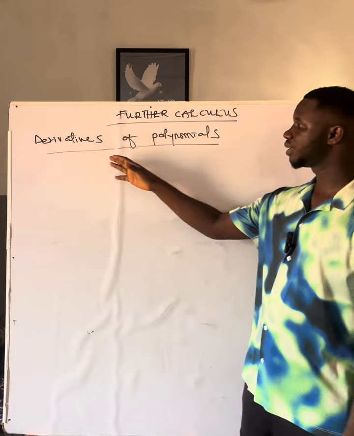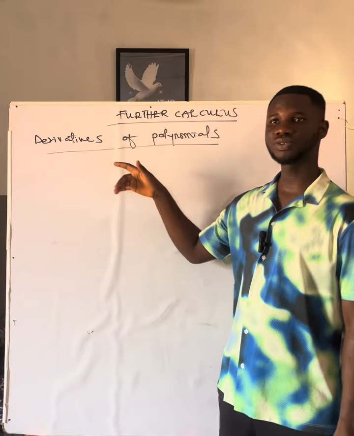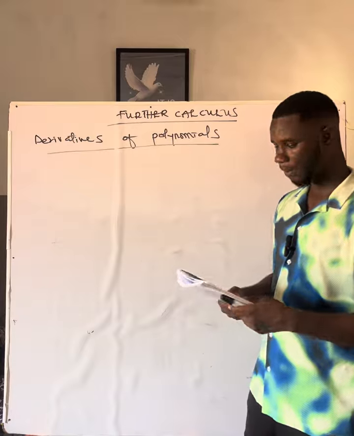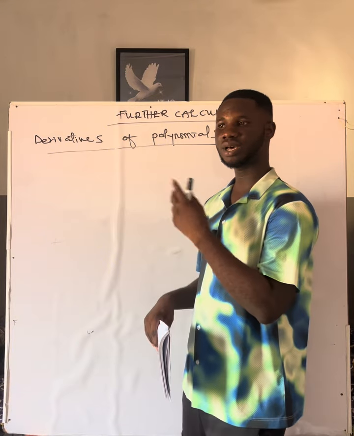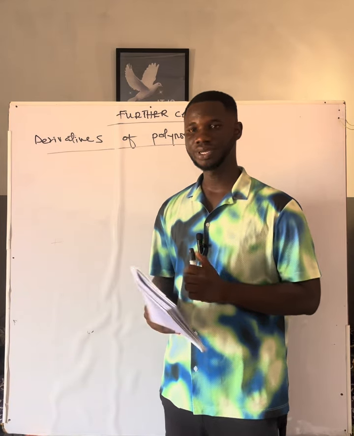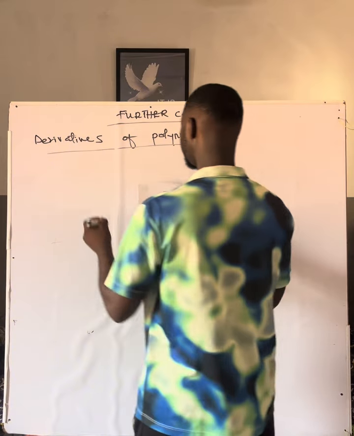The derivative here means differentiation, so we are going to look at how we will differentiate polynomials from the constants up to a polynomial of any degree. So let's look at the constant rule.